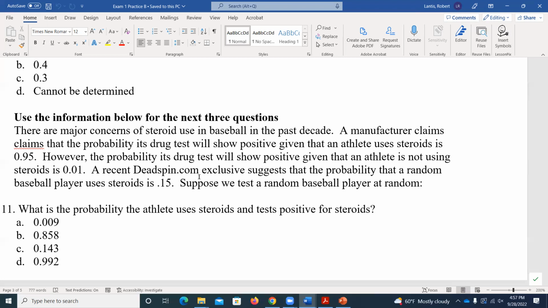0.01. I forgot to write down the 0.95 earlier. A recent article suggests the probability, if I don't have any information about this athlete, that if I selected one at random they're using steroids is 0.15. 15% of all athletes are using steroids. So those are the 3 things I was given.